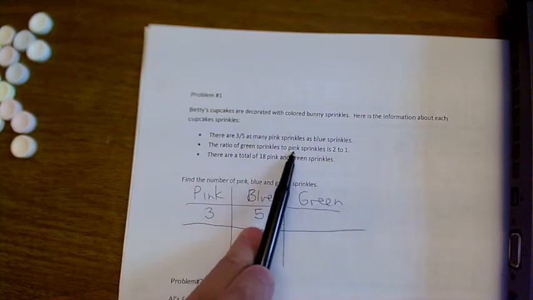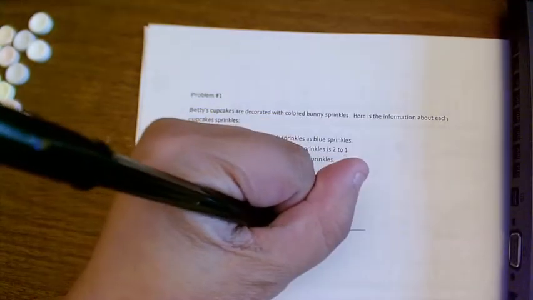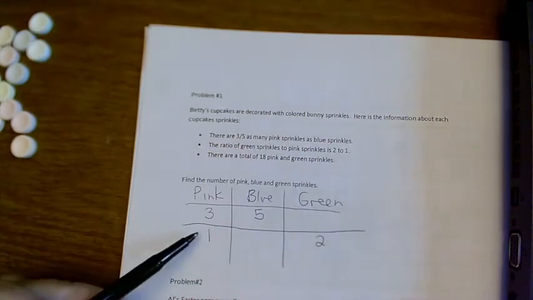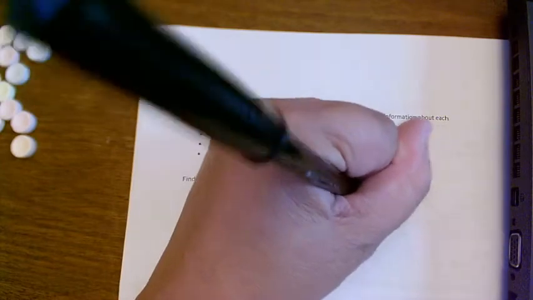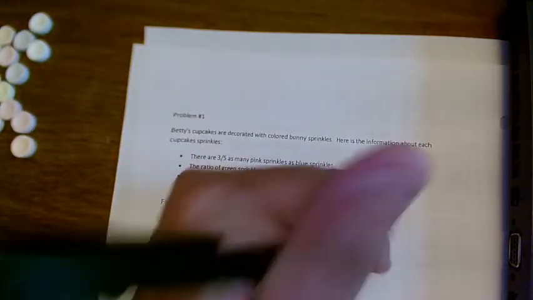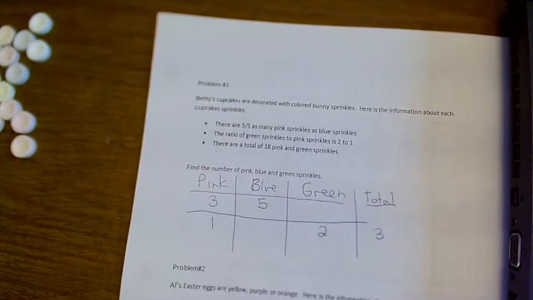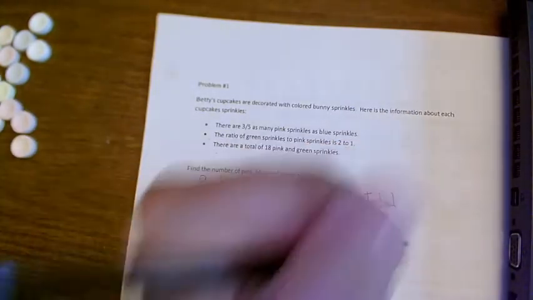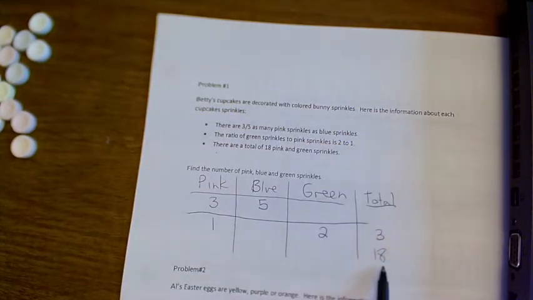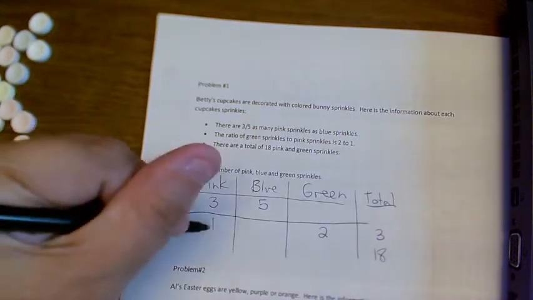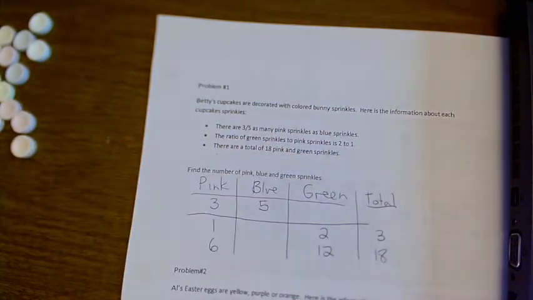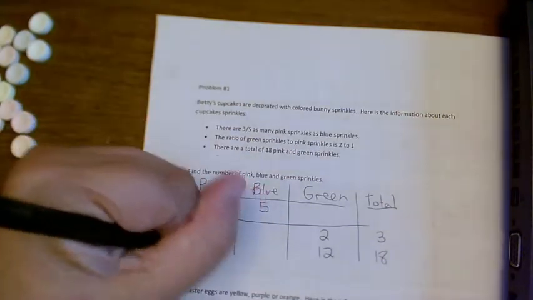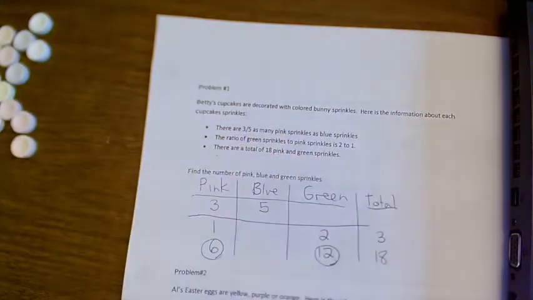If green and pink is 2 to 1, that means for every 2 green, there's 1 pink. And we want a total of 18. And right now, what is the total? The total is 3. So we want pink and green to get up to a total of 18. So how would you scale up from 3 to 18? Well, that would be, what, times 6? So 1 times 6 would be 6, and 2 times 6 would be 12. That would make a total of 18. So we know there are 6 pink, and we know there are 12 green.